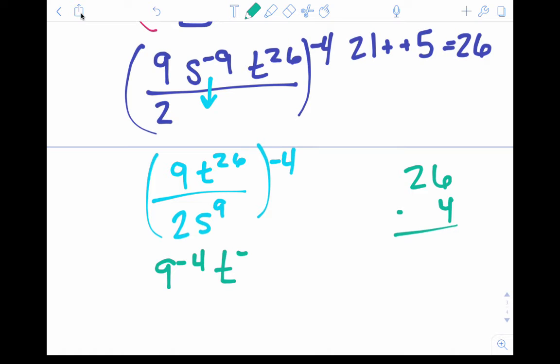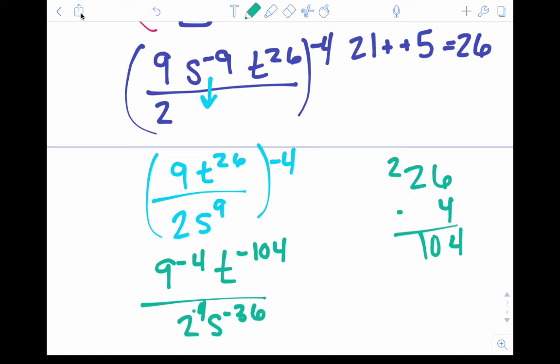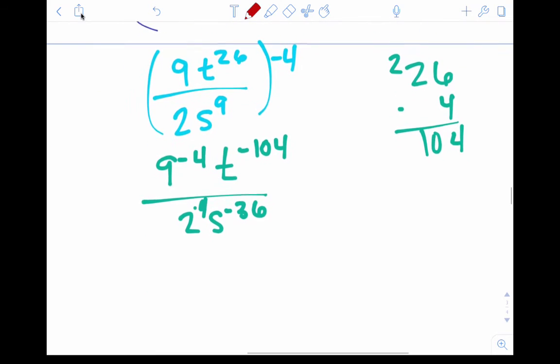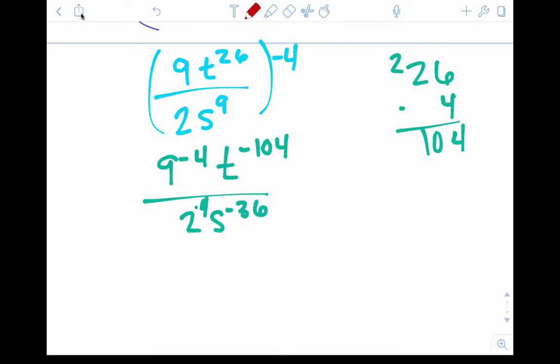I don't know that off the top of my head, so I'm going to have to do this multiplication. t to the negative 104 over 2 to the negative fourth, s to the negative 36. And now I need to simplify this further.